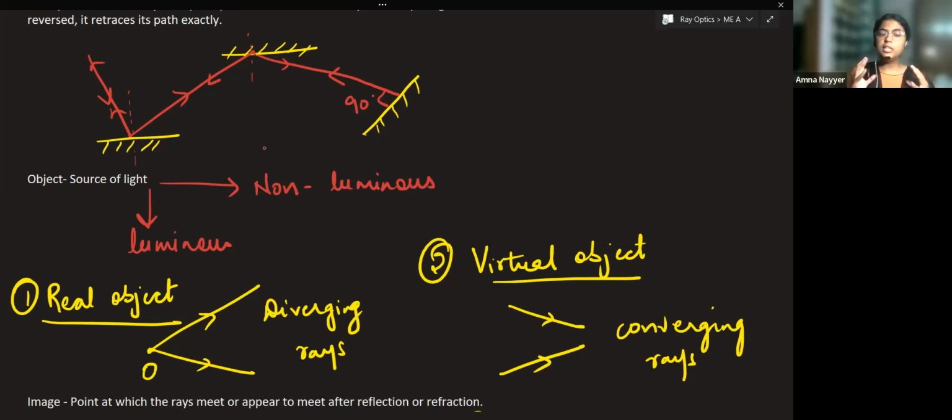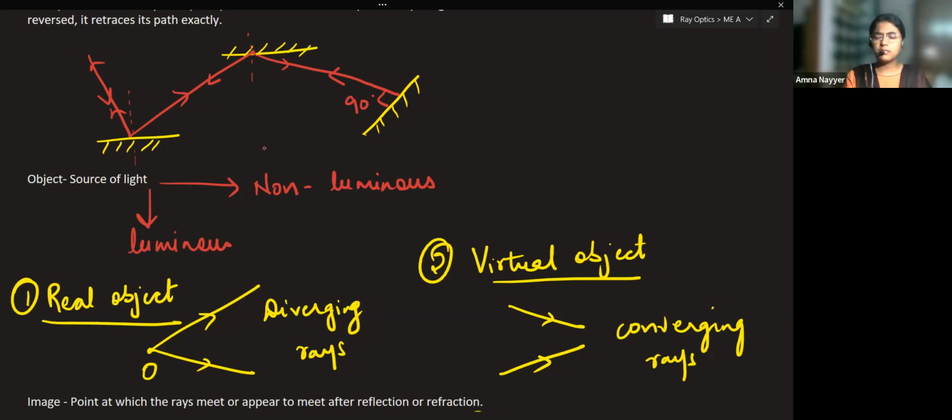See, a luminous object means an object that emits its own light. For example, if I talk about this tube light which is kept on this wall, that tube light is a luminous object. It is producing its own light, right? But I am able to see the laptop. I'm able to see the screen of the laptop.